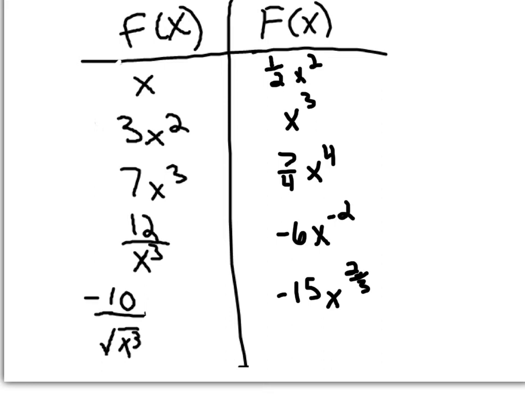There you see my four answers. The only two here that are remotely tricky are the last two. They would both need to be rewritten. This one would need to be rewritten as 12x to the negative 3 power, and I add one to the exponent, divide the old coefficient 12 by the new exponent, negative 2. This would be rewritten as negative 10x to the negative 1/3 power. So my antiderivative is negative 15x to the 2/3 power.